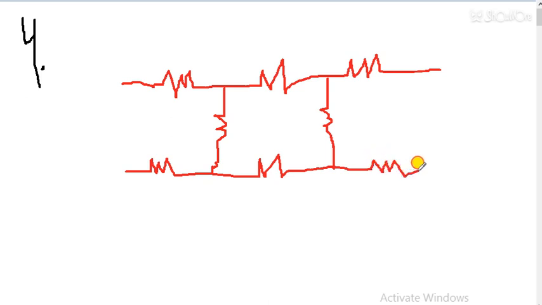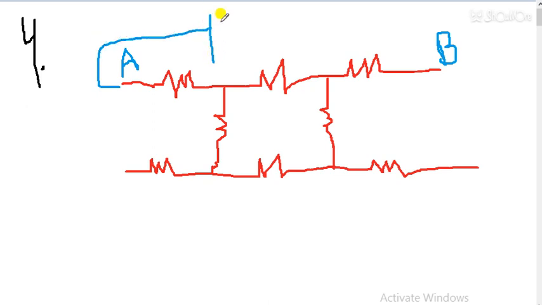So students, what he will ask in this question, he will name these points A, B. When I have to find the resistance between AB, I will connect a battery here.